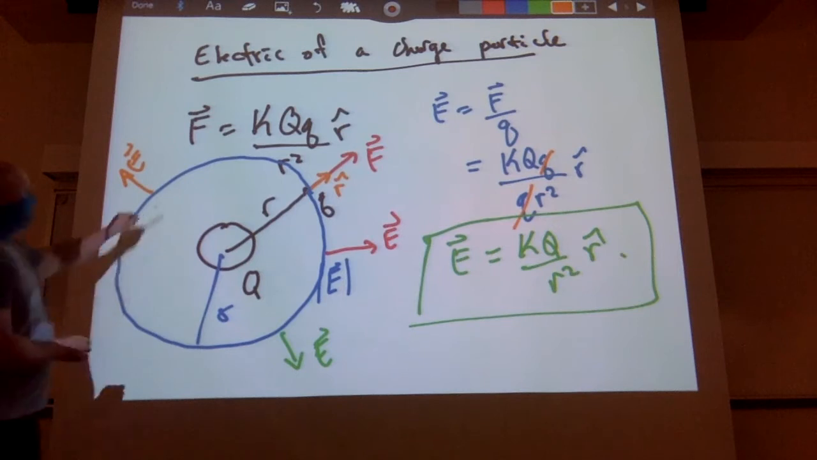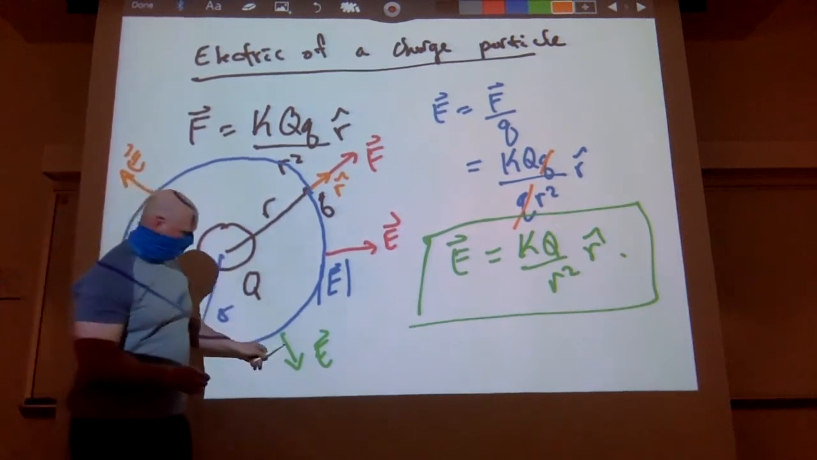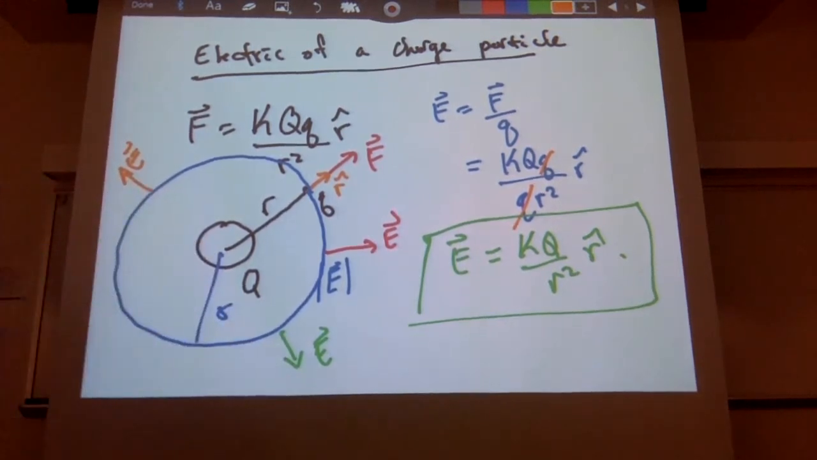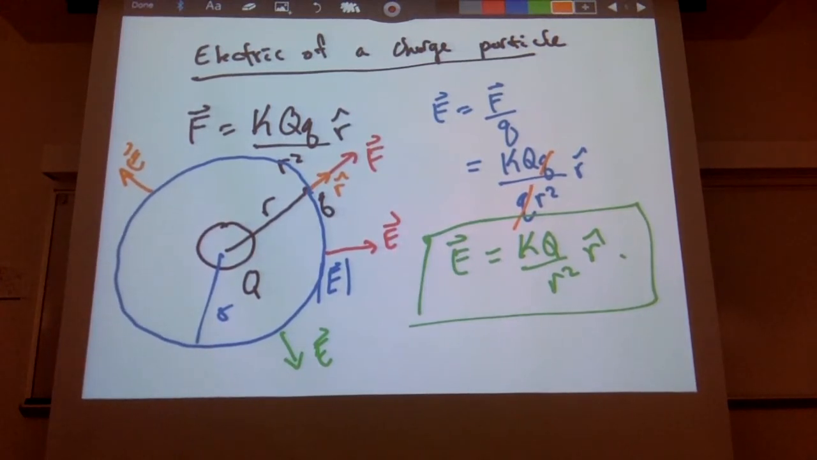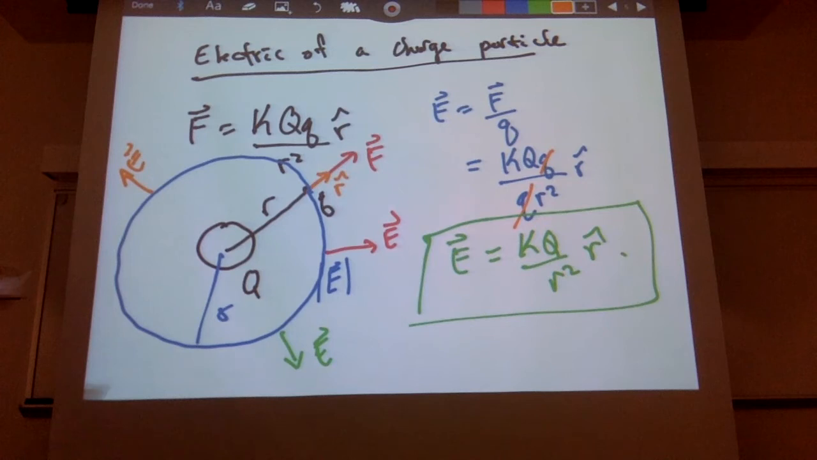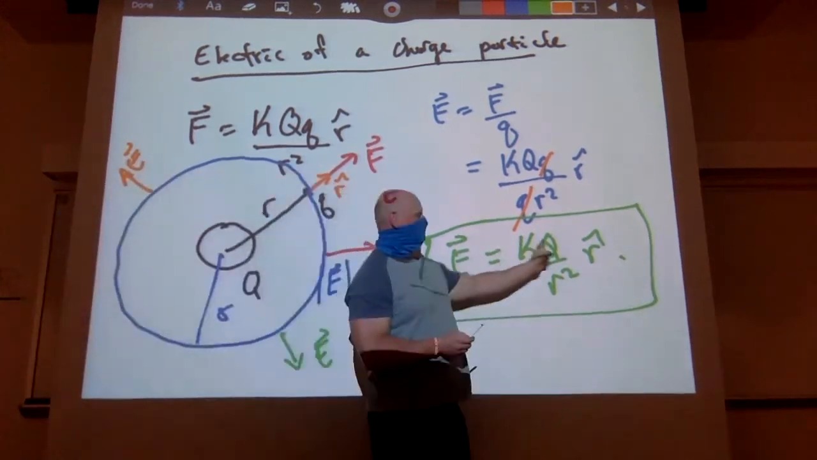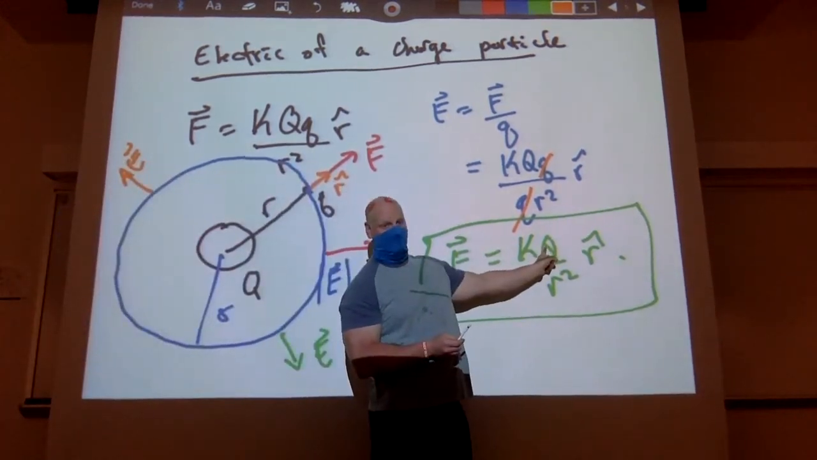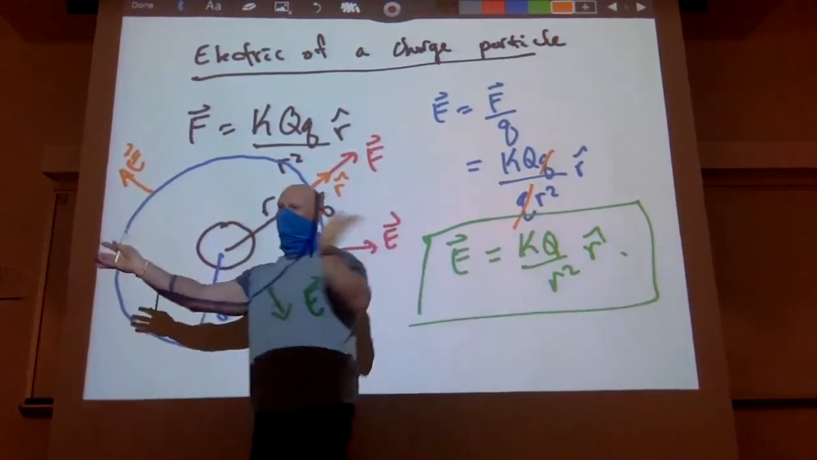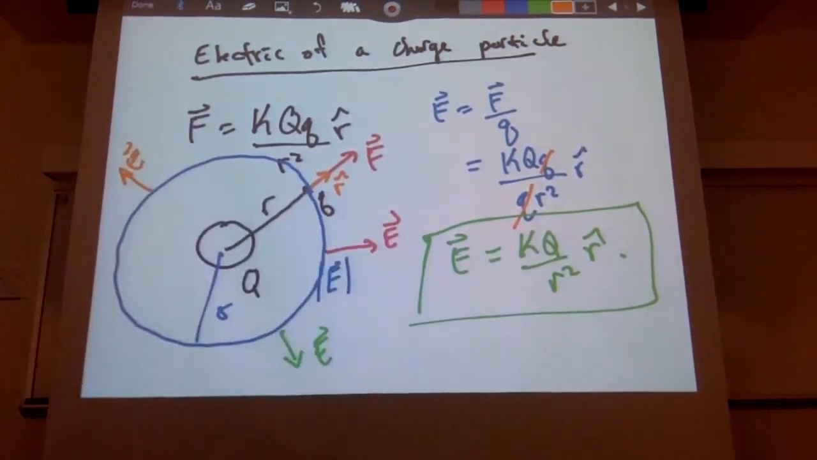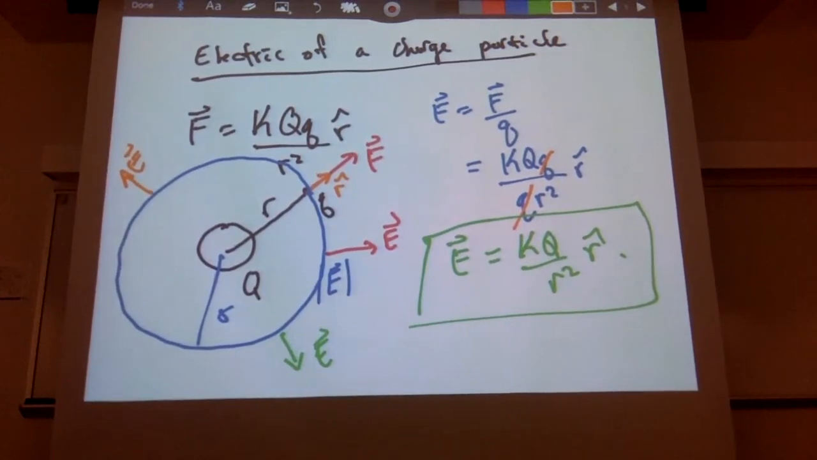So the electric field points radially away from a positive charge, and its magnitude is given by the distance away from that charge. Now, if I had a negative charge, the only thing that would be different would be that this Q would be negative instead, which means it would point in the negative radial direction. So it would point inward instead of outward. That's it. So this is the electric field of a point charge.